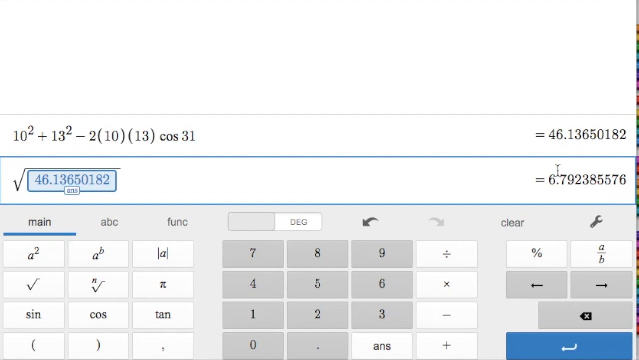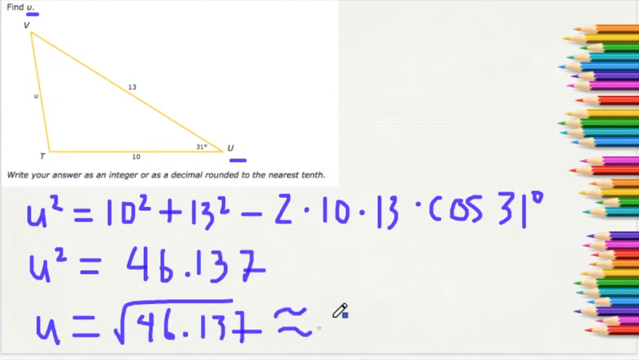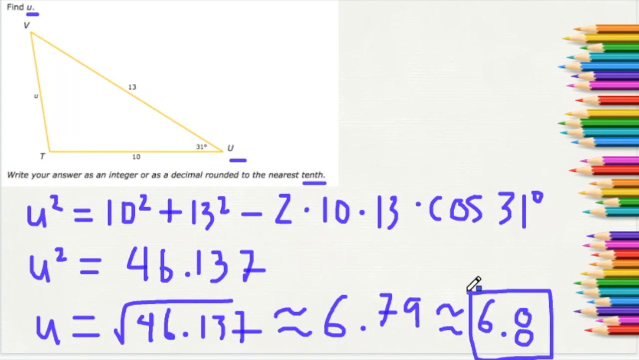We have to take the square root to find u, which is 6.79, and if we round to the nearest tenth, 6.79 will be 6.8. Sorry, the writing's kind of ugly, but that's our answer, 6.8.